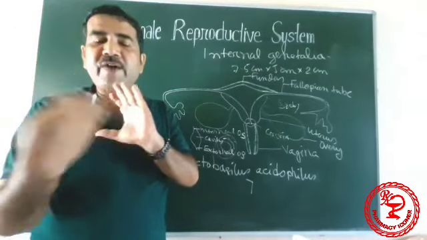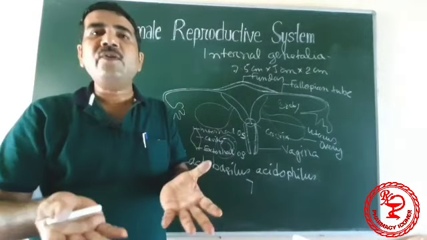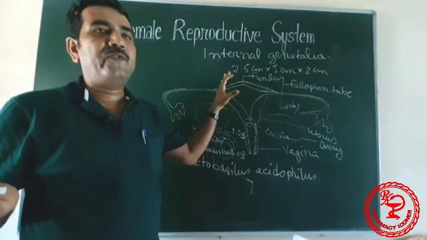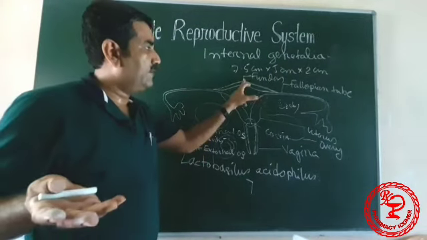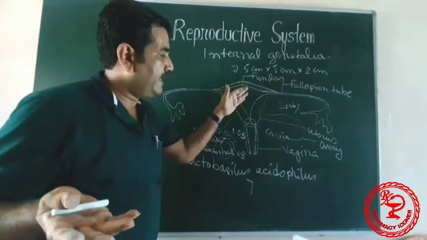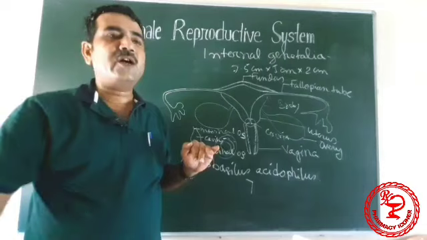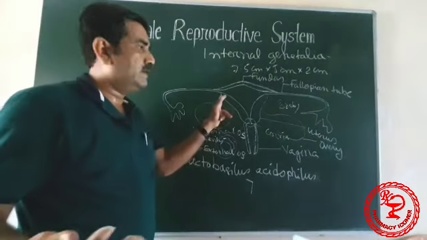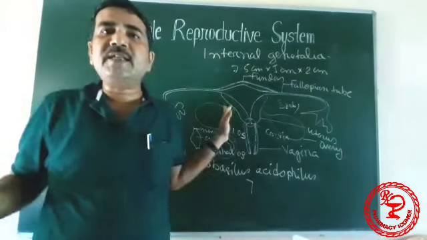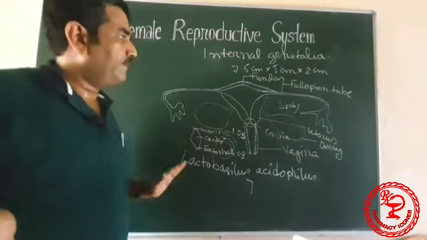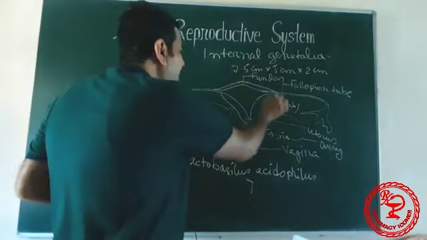External, a modified or extended layer of peritoneum covers the entire portion of the uterus. The fundus, the body, and the cervix are covered by the extended portion of the peritoneum. However, the lateral portion of the uterus does not receive any covering from the peritoneum. So that is the outermost layer.